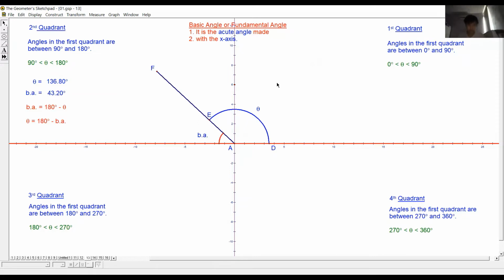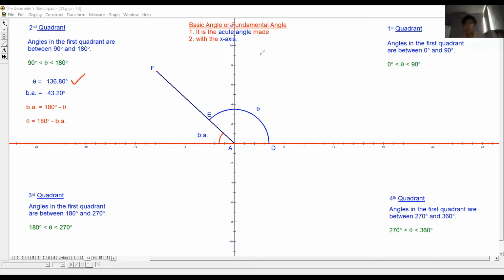Now you look at an angle in the second quadrant. The angle in the second quadrant is defined by this blue line. What is the size of that angle? It is 136.8. This is the actual angle.